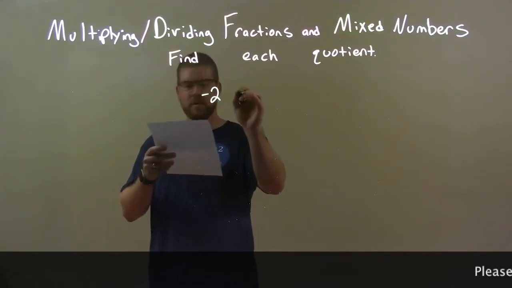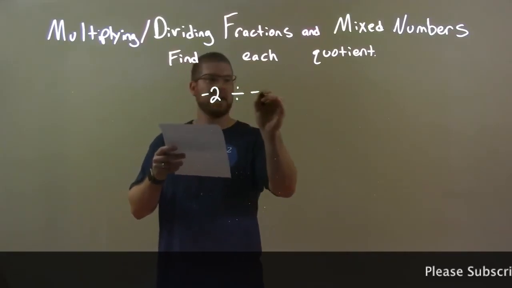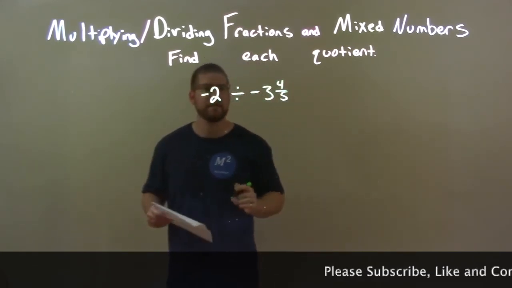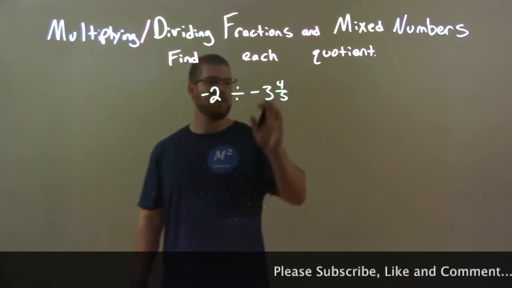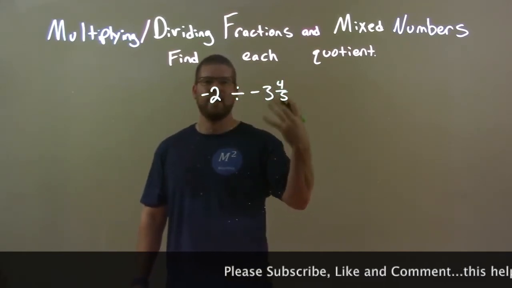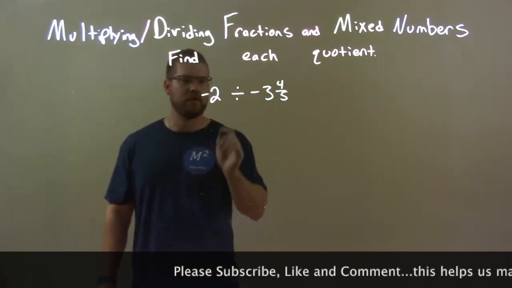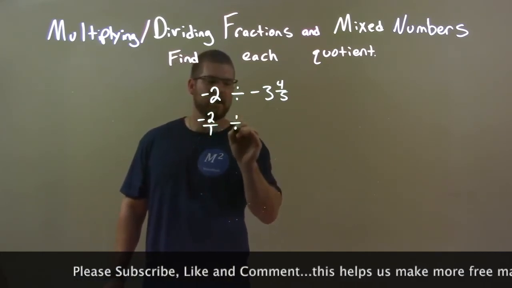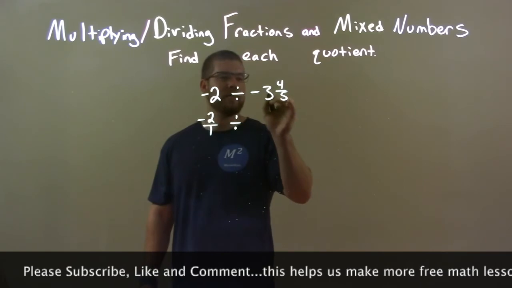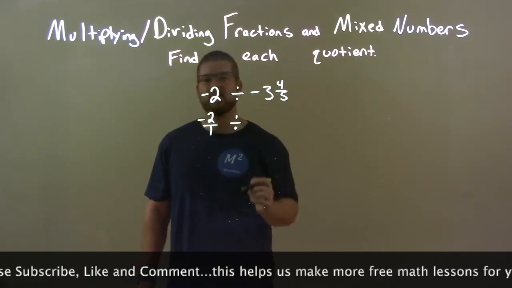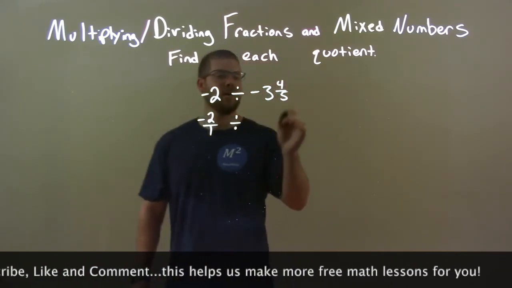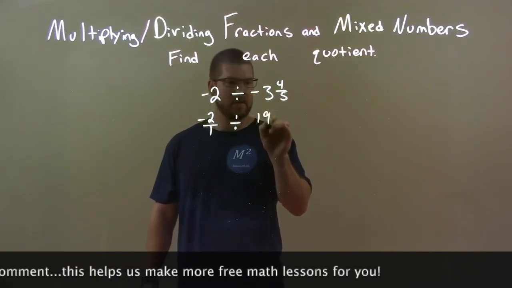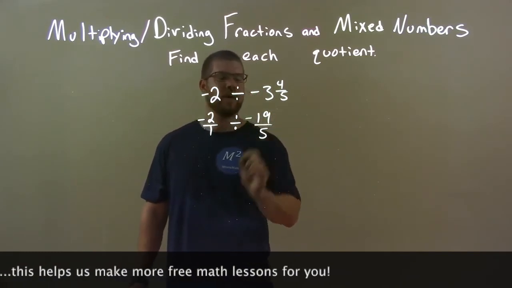Negative 2 divided by negative 3 4/5. Okay? Well, first thing I want to do is I'm going to convert both of these into improper fractions. So negative 2 is the same thing as negative 2 over 1, and divided by here, this one, 5 times 3 is 15 plus 4 is 19. 19 over 5, and don't forget that it's a negative.